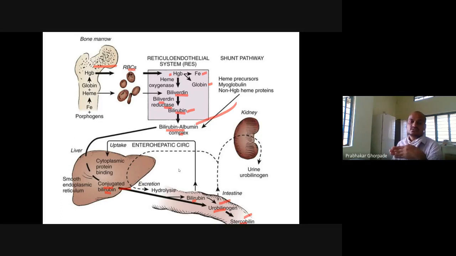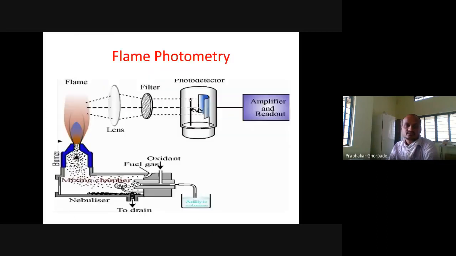So basically, in your theory syllabus, you have the liver function test. Under that, we are going to discuss jaundice and all those things in more detail. This test is used for jaundice and other liver abnormalities.